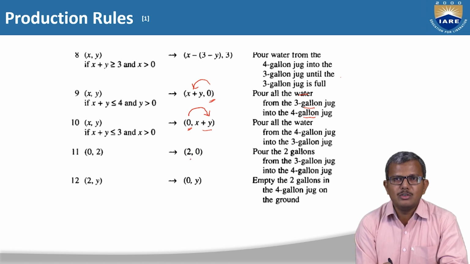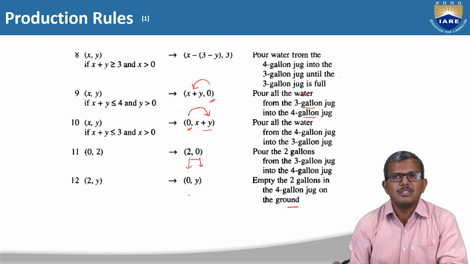If I represent (2, 0), that means the 4-gallon jug has 2 gallons of water and the 3-gallon jug is empty. Similarly, if I represent (0, y), that means I am emptying the water in the 4-gallon jug on the ground. So these are the production rules we are representing while solving this water jug problem.